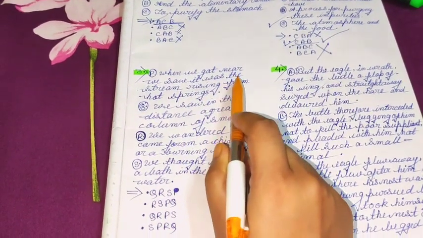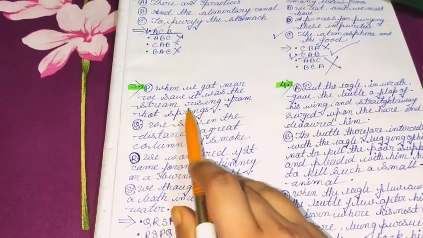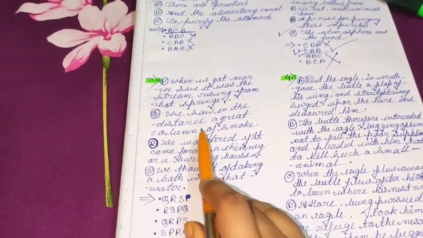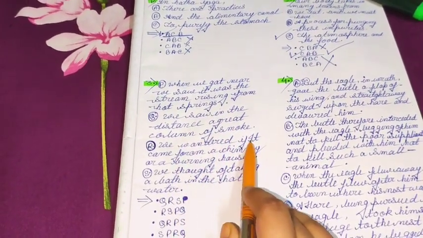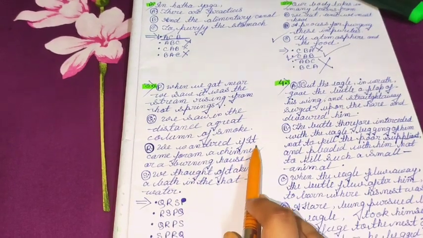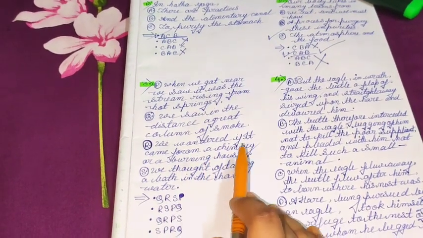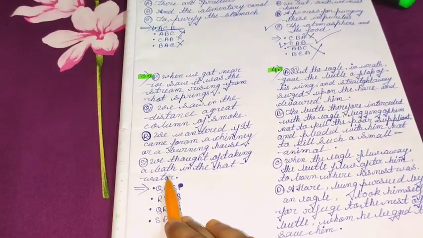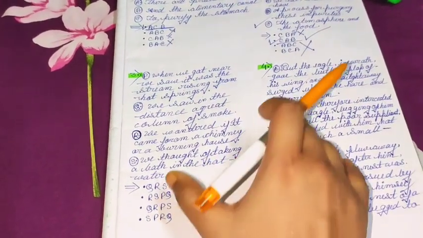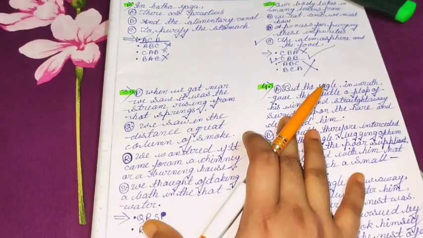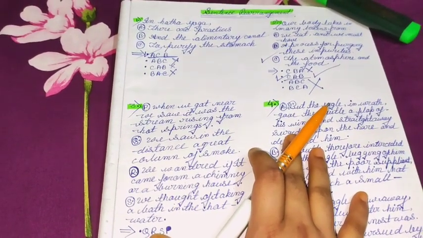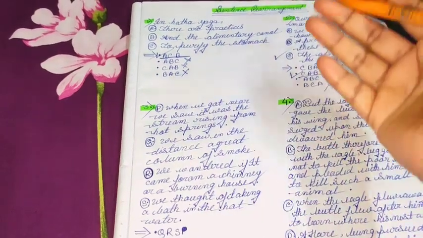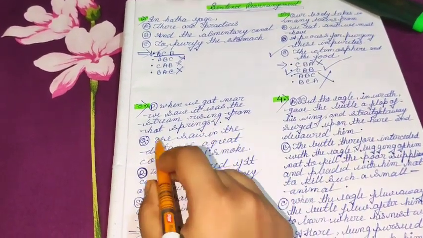When we got near, we saw it was the stream rising from hot springs. Then we saw in the distance a great column of smoke. We wondered if it came from a chimney or a burning house. Last, we thought of taking a bath in the hot water. So you have to assume and you have to select your elimination method to solve this kind of question. How? Suppose what we do, we see at first. So Q will be at first.